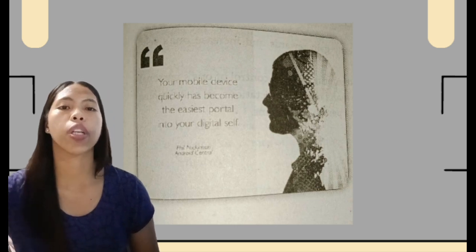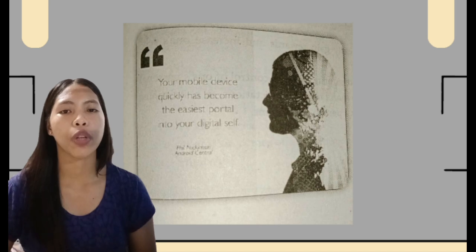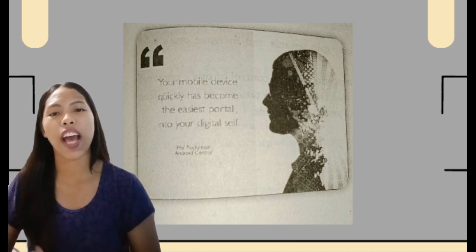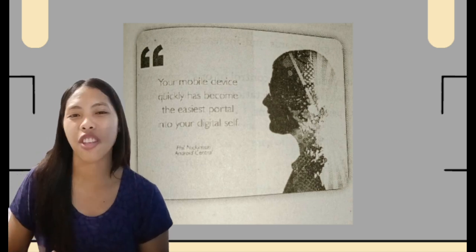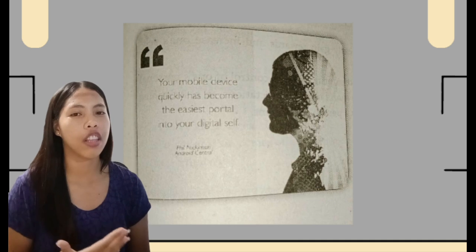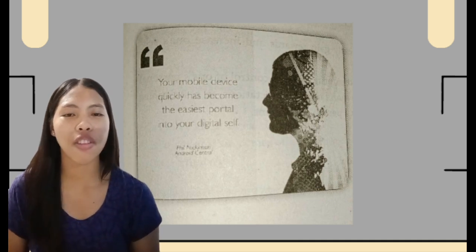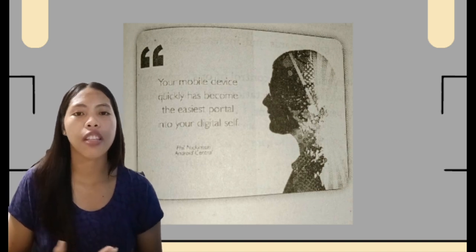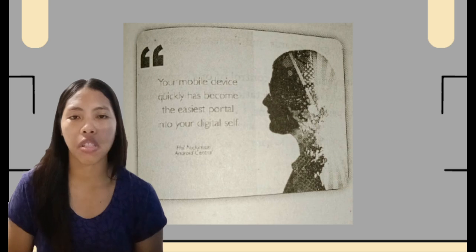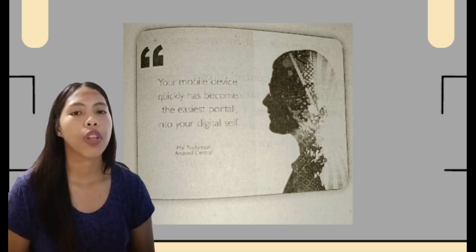And we have here also specificity. So specificity, in simple words, means that a mobile phone has become the simplest and fastest way to access your online or digital identity. It connects you to everything about you that exists digitally, such as social media, emails, and personal information.